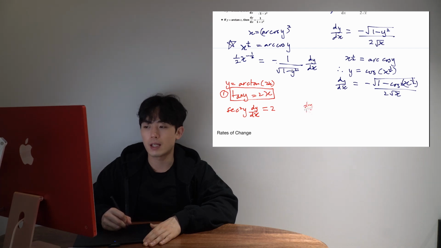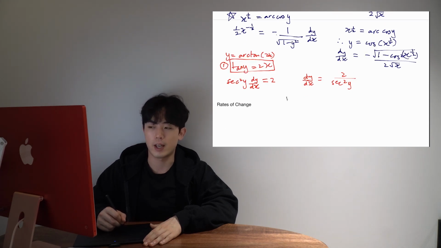Rearranging for dy by dx, that's just equal to 2 over sec squared y. Once again, we can leave it like this. This is the answer technically. However, we want it in terms of x everything. So we have a sec squared y, so we should replace it with x.